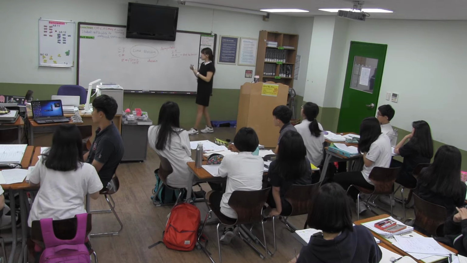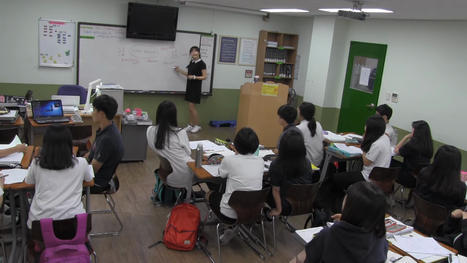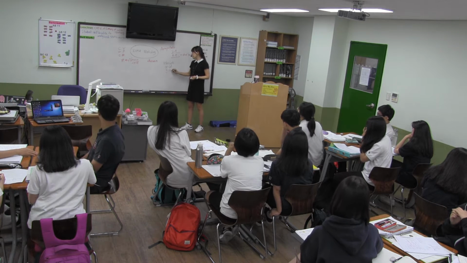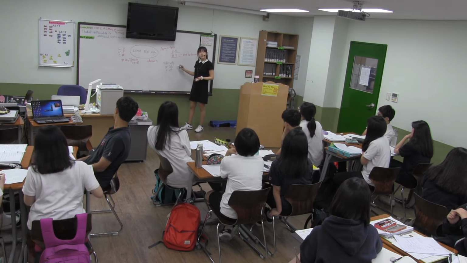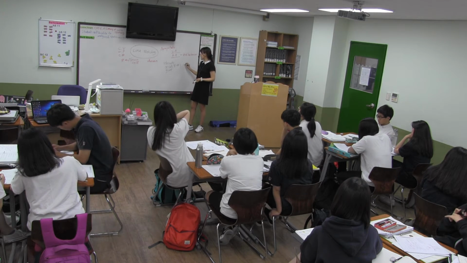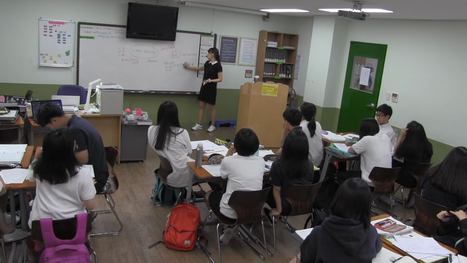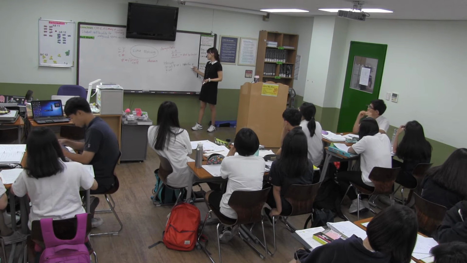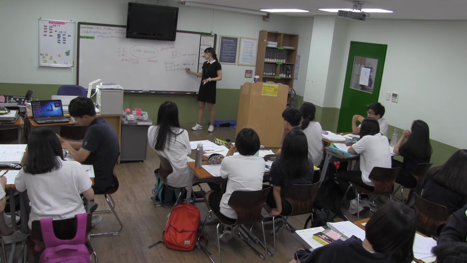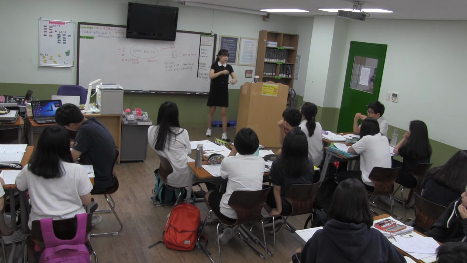Intercepts, great. Intercepts come from algebra: the x-intercept and the y-intercept. How do we get the x-intercept? Put y equals 0, then solve for x. For the y-intercept, put x equals 0, then solve for y. Great. Anybody else?